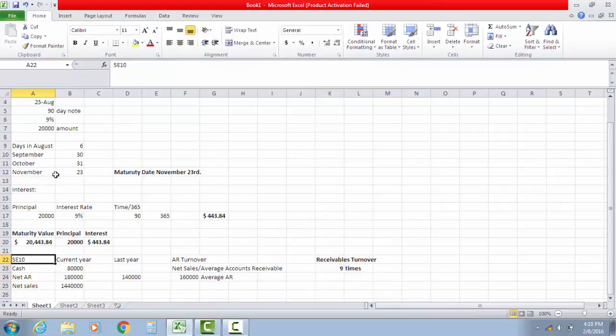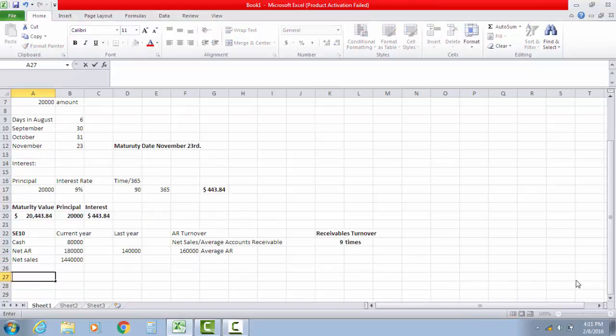Again, these are chapter 9. So now we're going to take a look at chapter 10, and we're going to take a look at SE 3, 4, and 5. So let's take a look at SE 3 here.